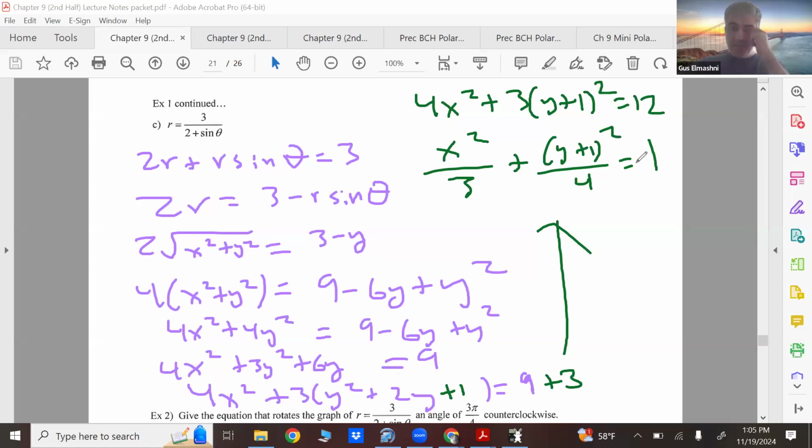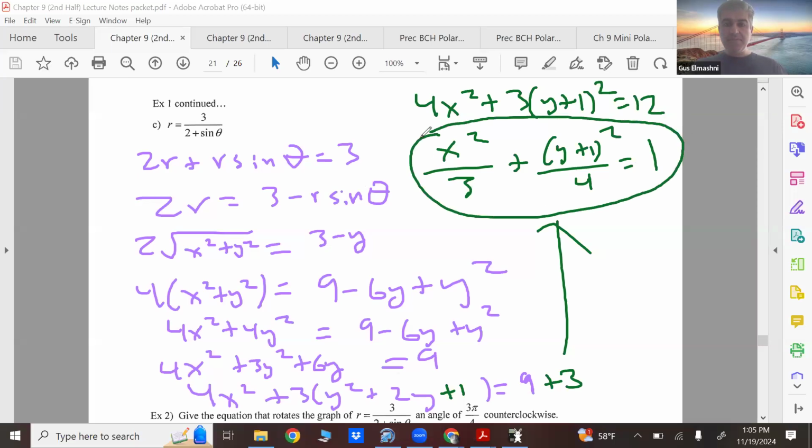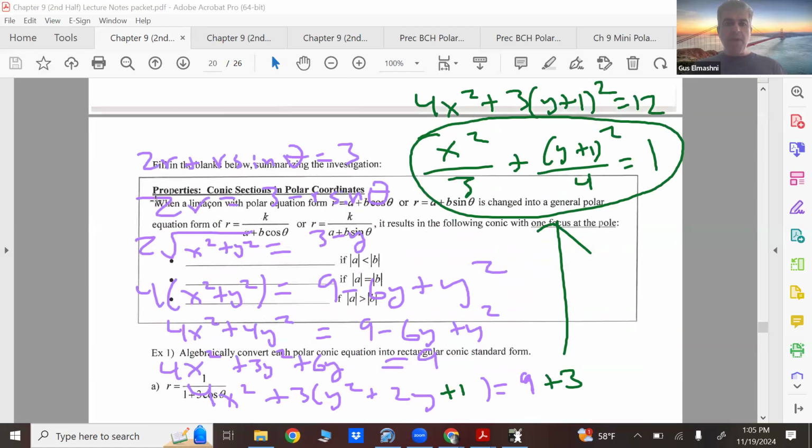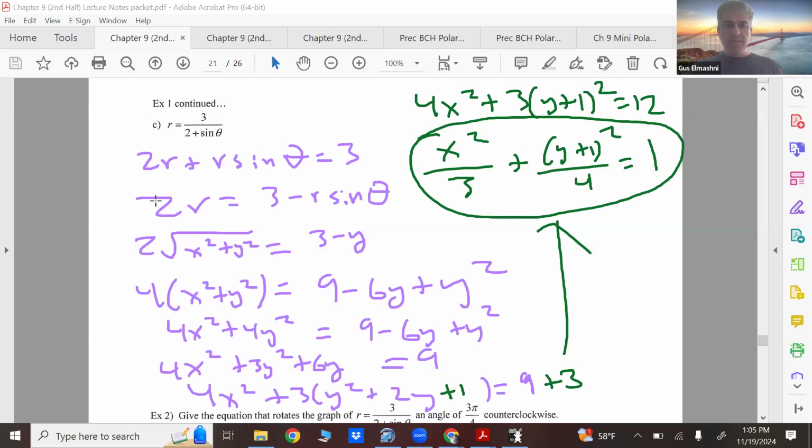I'm trying to think of the foci as well, but I won't worry about it. And by the way, the other ones have the foci at the pole. I don't know what this one does though. One of the foci is at the pole. Trying to think about this one here. Oh wait, it does. Yes.